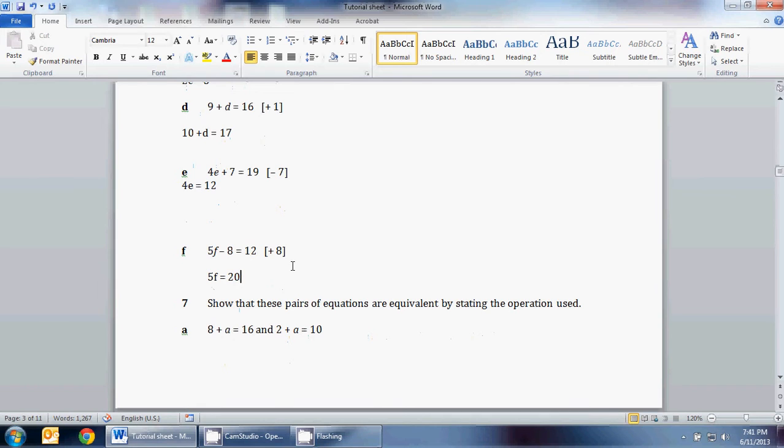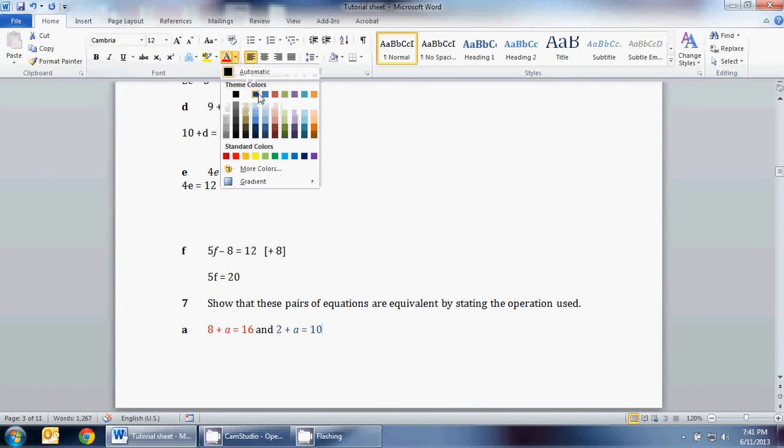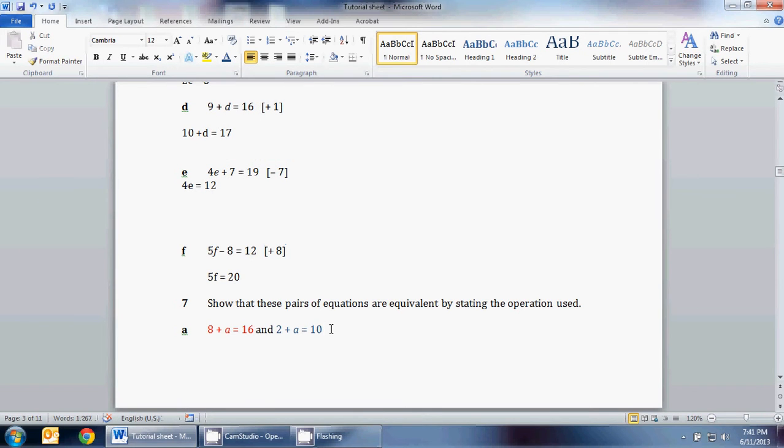Now this next question is very, very similar to this question. In this question we have to do the operation. In this question it's already been done for you. So it gives you one equation, and then the second equation has had an operation applied to it. You need to find out what that operation is. The question says show that these pairs of equations are equivalent by stating the operation used.